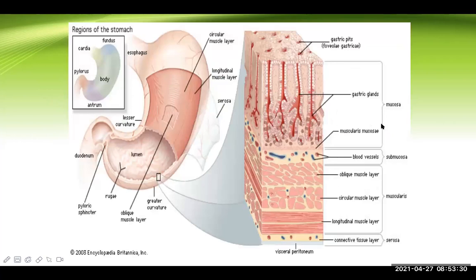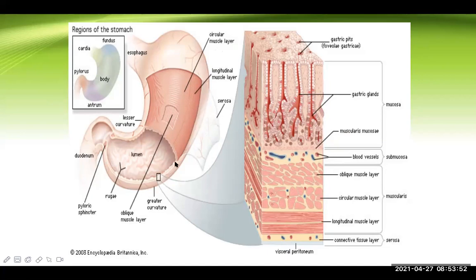Now, all of you, please focus on this picture which is shown on your screen. Look at these three layers of the muscle first: the circular muscle layer, the oblique muscle layer, and the longitudinal one. Oblique is the inner one, circular is the middle one, and longitudinal is the outer one, followed by serosa here.